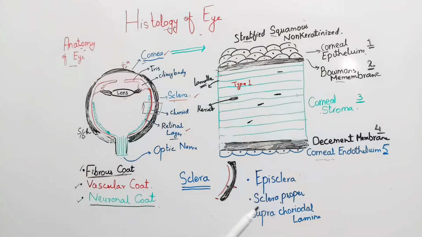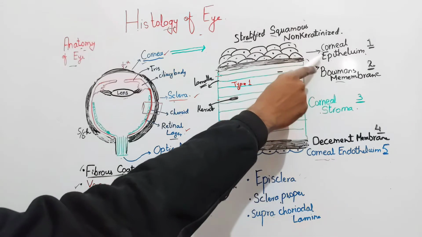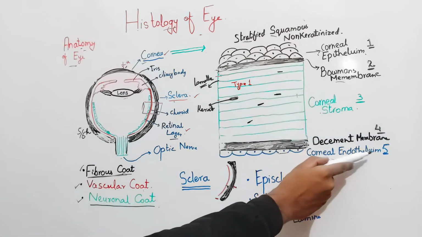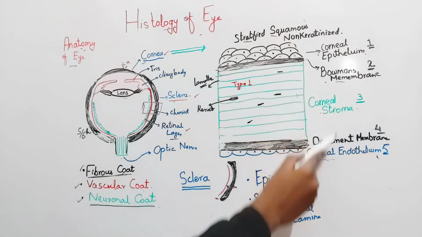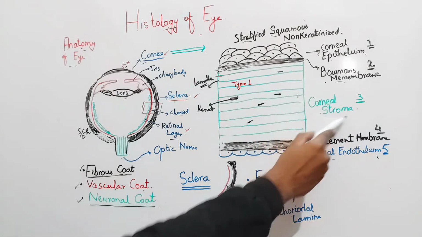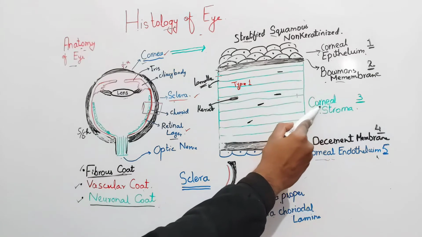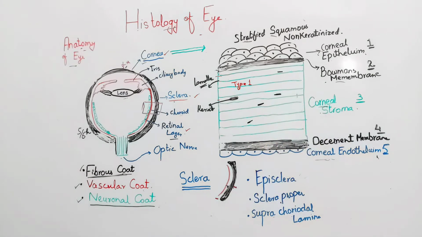Now to remember: the corneal epithelium first, the corneal endothelium at the fifth point, then the limiting membrane, Bowman's membrane, and Descemet's membrane. Number one, in the middle, is the corneal stroma. That completes the histology of the cornea.